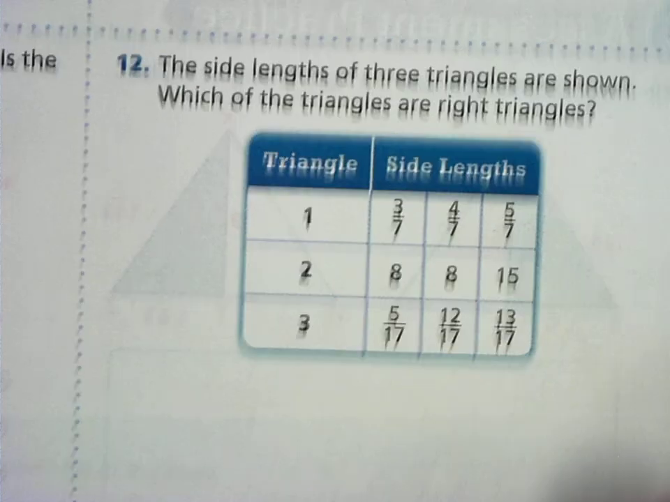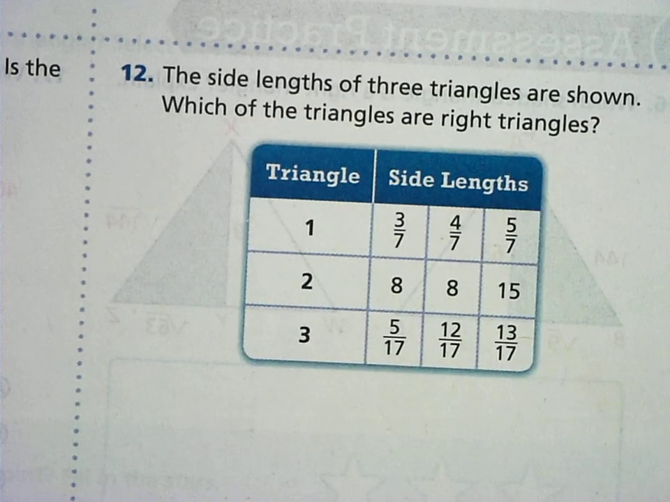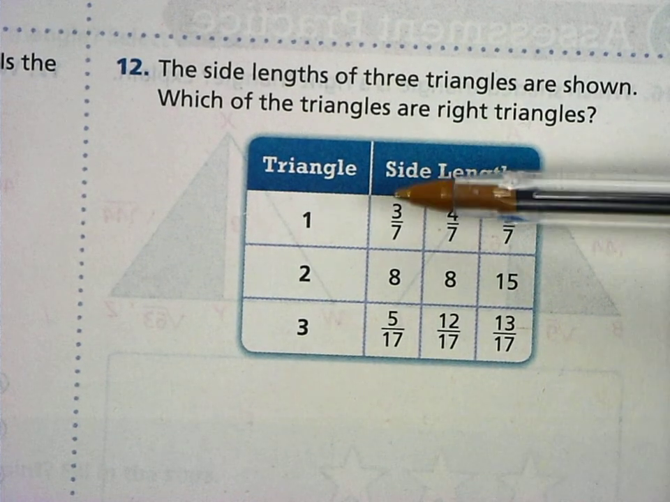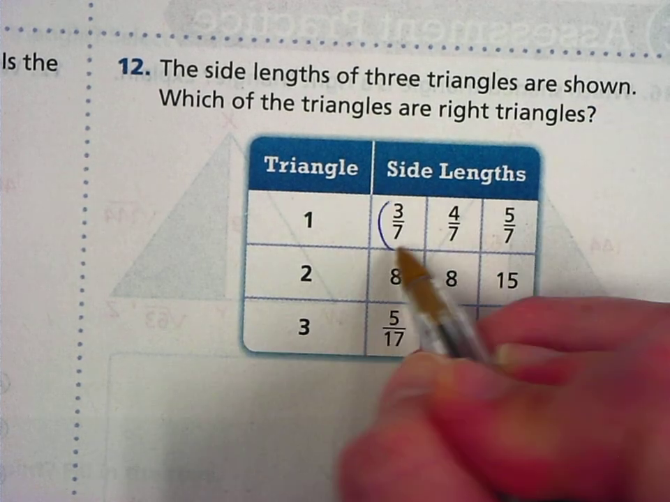Let's take a look at this one down here. It says, the side lengths of three triangles are shown. Which of the triangles are right triangles? Well, let's see, this is the biggest number out of these three, so I know this has to be c. So let's just do this.